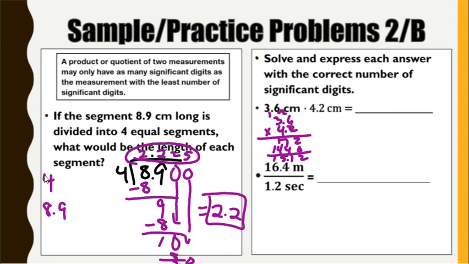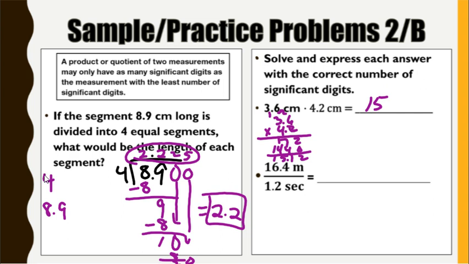But I can only have 2 significant digits here. So I have to round 15.12 to the nearest ones place, so it would be 15, because I can only have 2 significant digits, so that would make it 15.